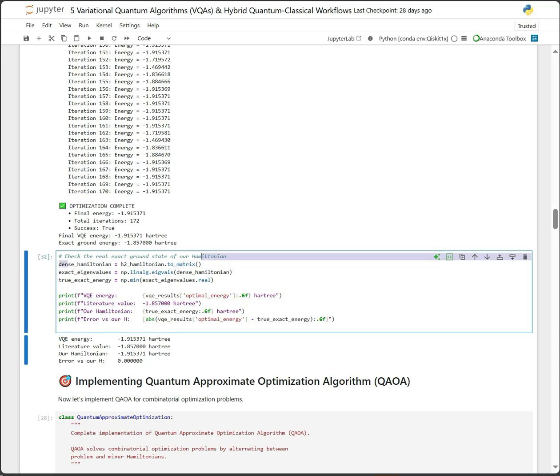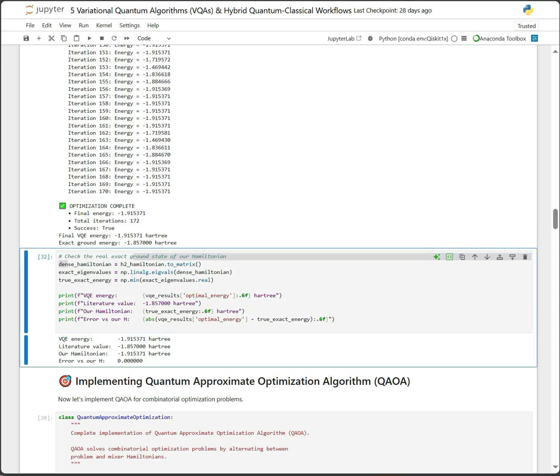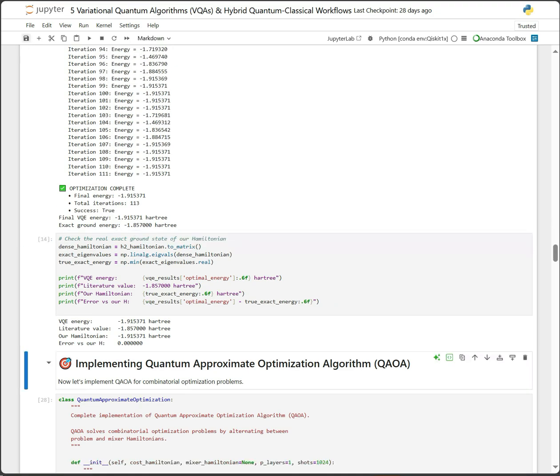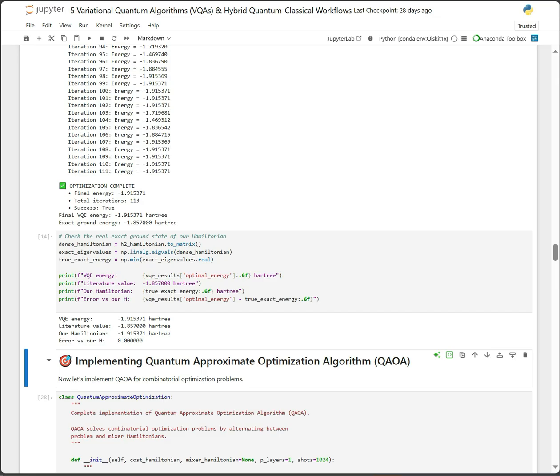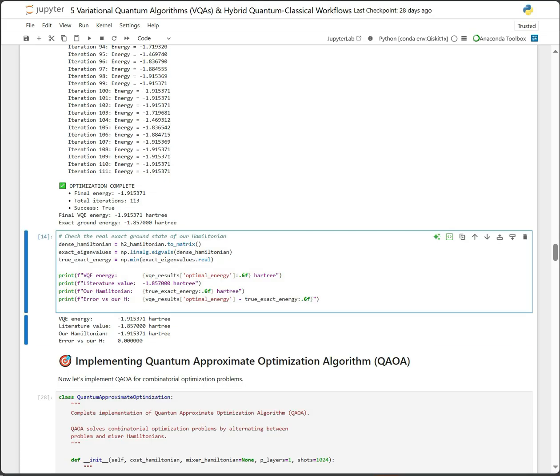check here with the exact ground state of our Hamiltonian. The VQE energy was minus 1.9, but according to literature it was 1.8, the value that we were supposed to get. Here the error is miscalculated. Oh yeah, no. Here we're considering the error from the energy that we estimate from the VQE results and the true exact energy from the eigenvalues that we define with matrices there. So estimating them, we could check the real value.